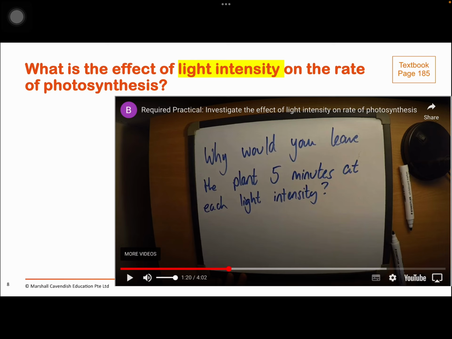Alright, let us ponder over this question. Why would you leave the plant for 5 minutes at each light intensity before starting to count the bubbles? I would like you to leave a comment also, and then let's look at the answer after this.